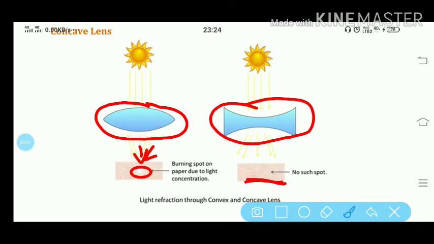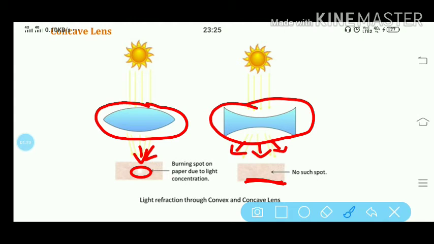Because in a concave lens, the rays diverge. They do not converge at a point. After refraction from the concave lens, they diverge. Hence, the paper does not burn in case of concave lens.